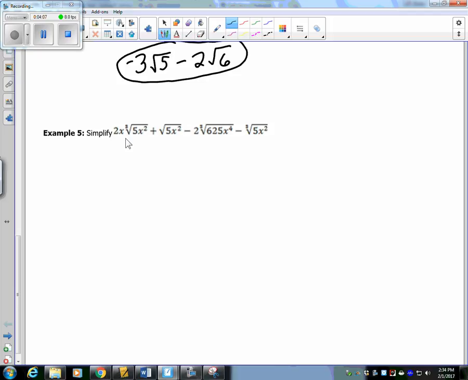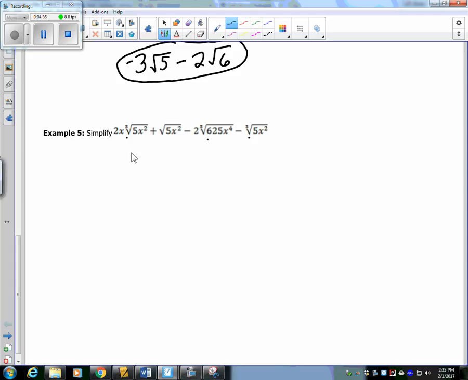2x cube root of 5x squared, and we're adding square root of 5x squared minus 2 cube root of 625x to the fourth minus cube root of 5x squared. So we have cube roots in the first, third, and fourth terms, and just a square root in the second term. So those are not like terms of cube roots and square roots, so we can't do that. So the second term here and the last term, those are not like terms.